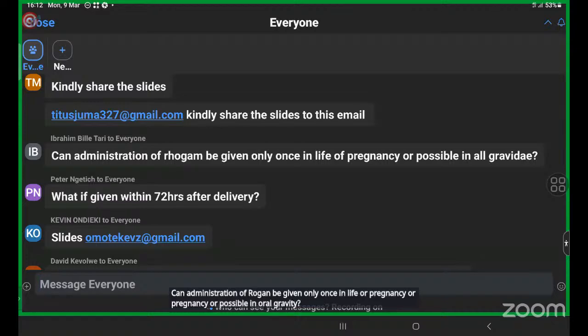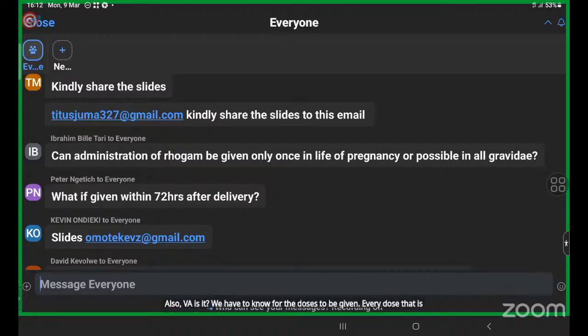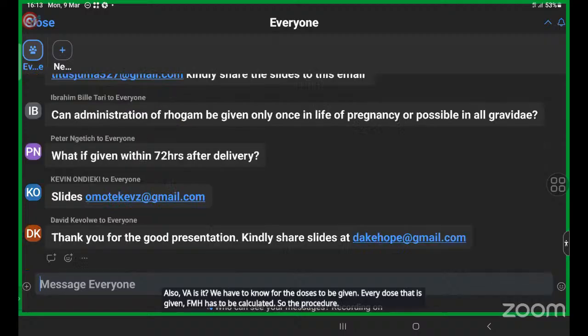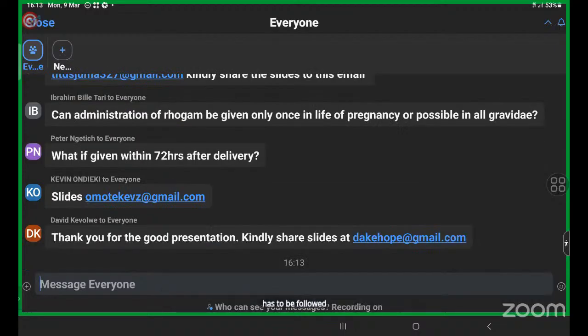This dosage is calculated in all gravidae. So in all pregnancies, we have to know how severe it is. We have to know for the dose to be given. Every dose that is given, FMH has to be calculated. So the procedure has to be followed in every prescription of a ROGAM dose.